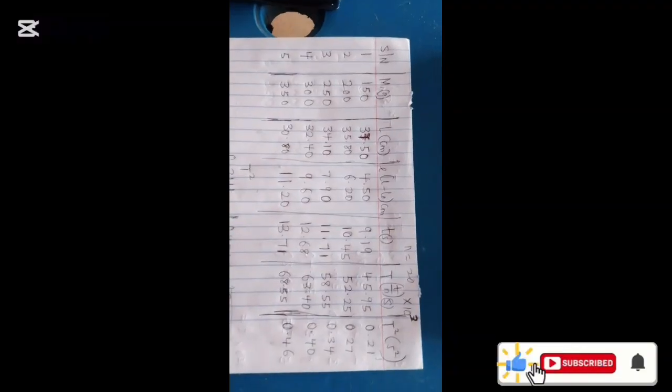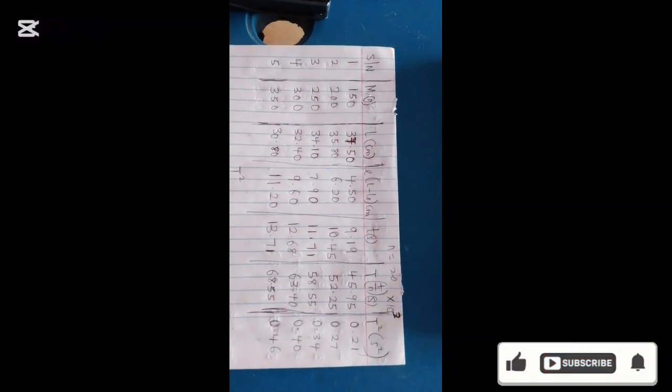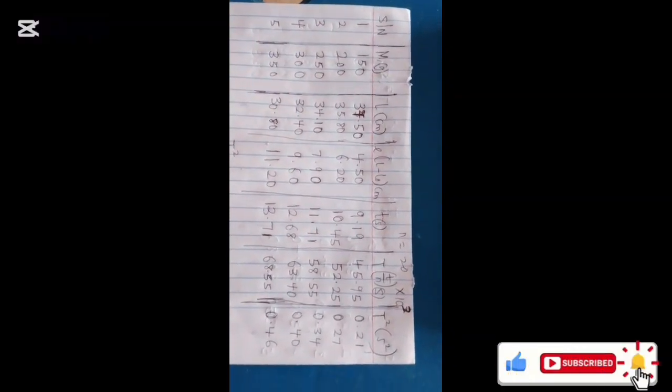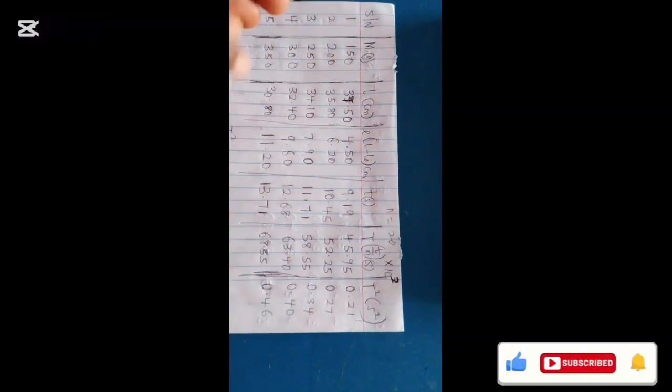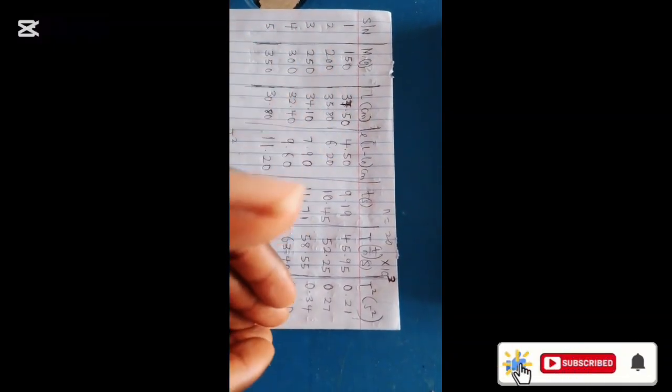All right, so now this is the value for our table 2. Now this table, they may ask us to plot our m against T square, or we should plot our e against T square.